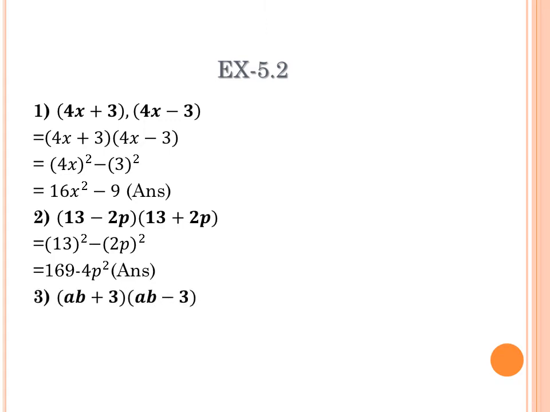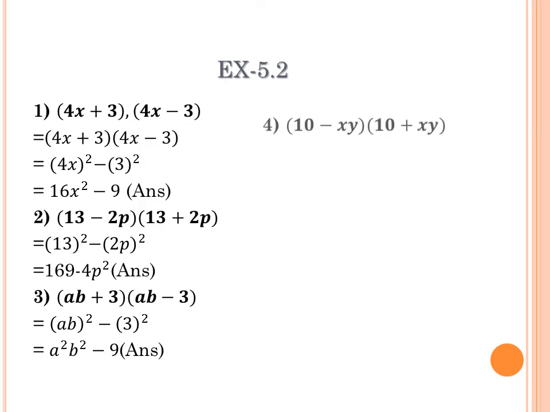The next math, (ab plus 3) into (ab minus 3). The same thing, (a plus b) into (a minus b). If we compare with the general formula, ab equals a, 3 equals b, then we can write (a plus b) into (a minus b). So we can take the formula a square minus b square, that means (ab) whole square minus 3 whole square. That is a square b square minus 3 3s are 9.